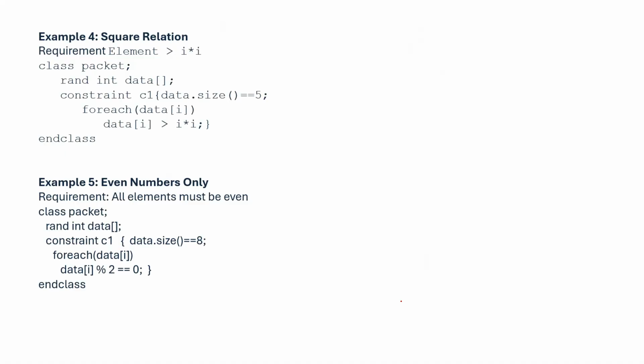Square relation means I into I. 0 into 0, 0 square. 1 into 1, 1 square. 2 into 2, 2 square. In this way, every element should be the square of that one.